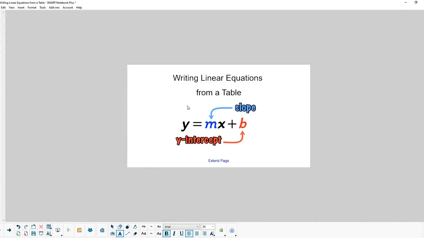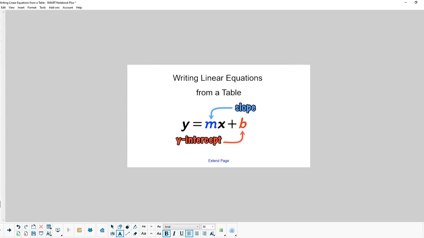Today we're going to further our understanding of linear equations by actually writing some. So a basic linear equation looks like this: y equals mx plus b, where m is the slope of the line, that slope that we've been learning how to calculate the last few days, and b, the y-intercept, is where the line crosses the y-axis. So it's just the y value of where the line crosses the y-axis. So let's get right into it.